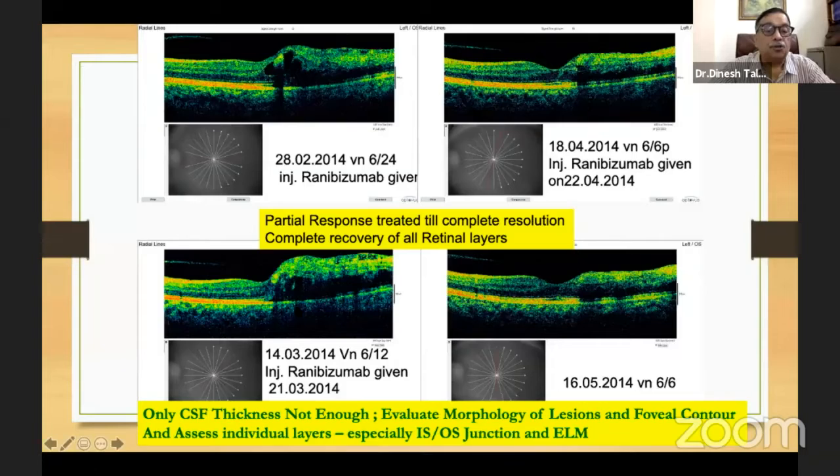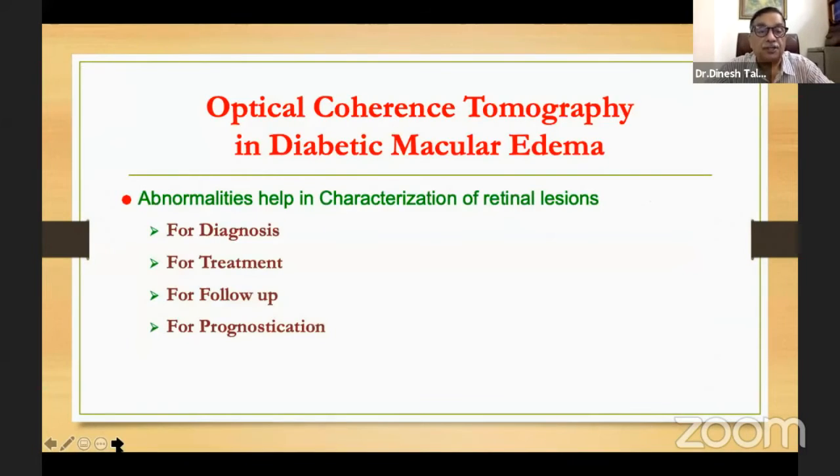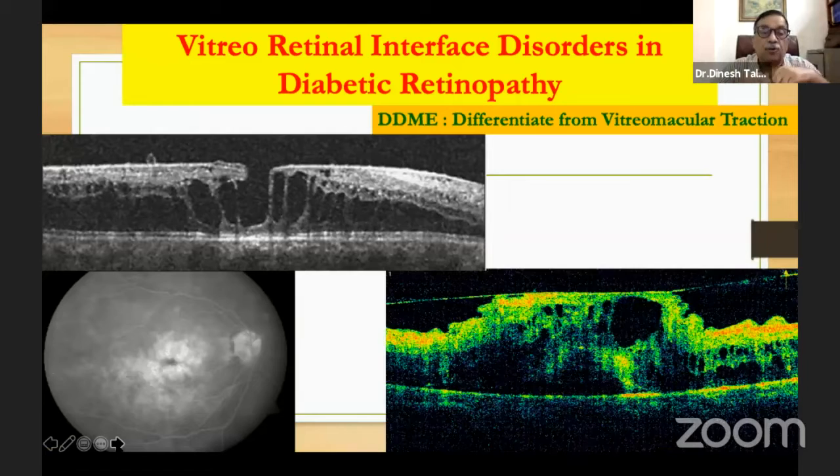And again, you use the OCT for seeing whether the patient is responding. As long as he's responding, you treat. Once it becomes okay, you don't need to treat any further. So you can also use this for following up your patients. In diabetic macular edema, again, you use it for diagnosis and for management.